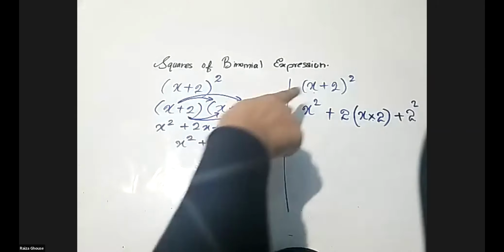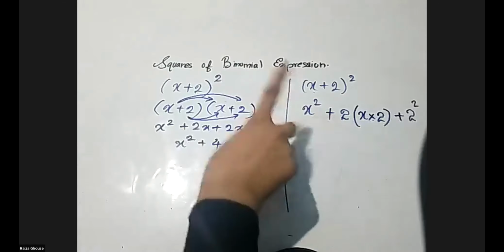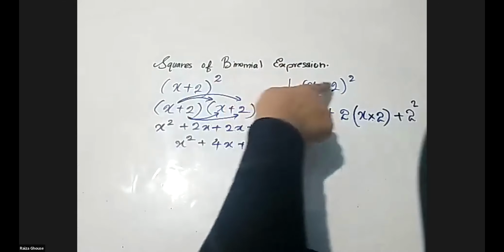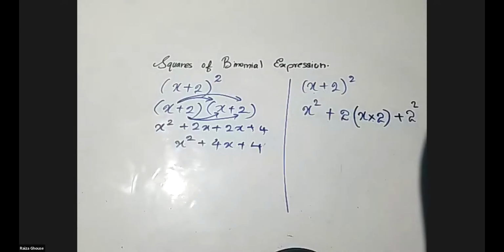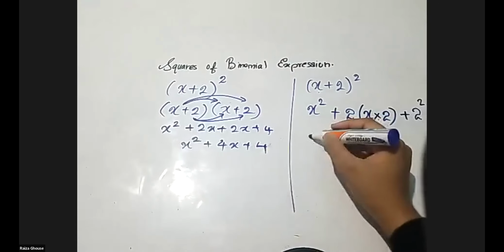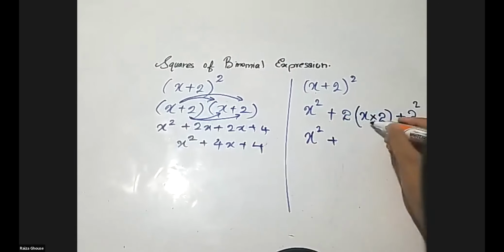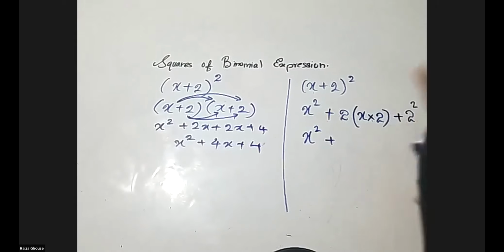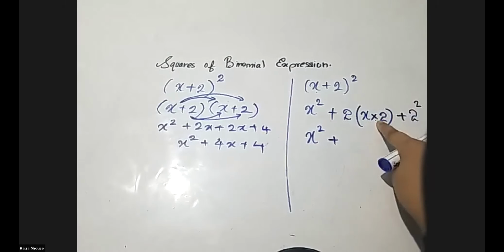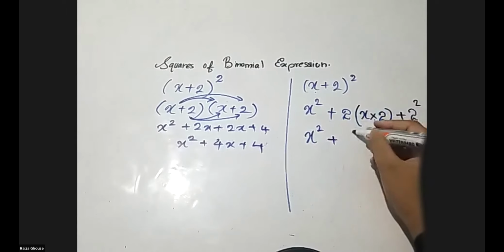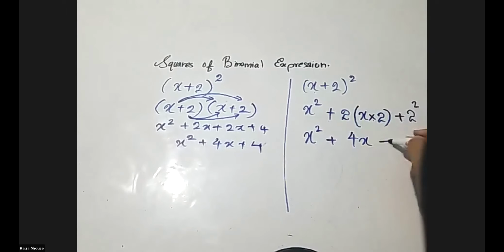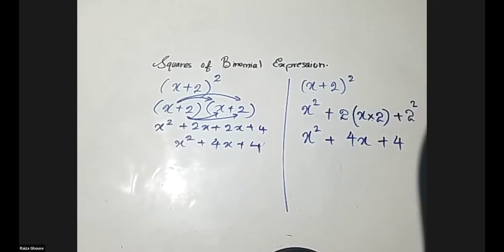Yes, teacher. What did I say? Square of the first term, twice the product of the first and the second term, and square of the second term. Let me see whether we are getting the same answer. x squared plus x multiplied by 2 is 2x, 2x multiplied by 2 is 4x, 2 squared is 4. Can you understand? Yes, teacher. Copy down this. Yes. Copy down.